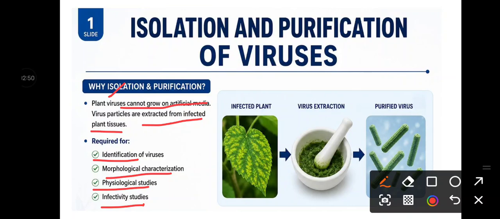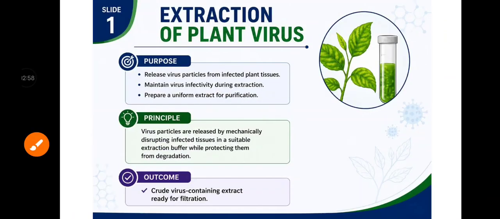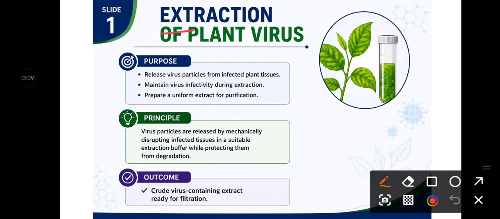So let's discuss isolation and purification, and the various steps included in that, in detail. First, the extraction or the isolation. For viruses we specifically use the term extraction, not isolation. Why? Because we are extracting the virus particles from the plant tissue. What is the purpose of extraction? The purpose is to release the virus particles from infected plant tissue.